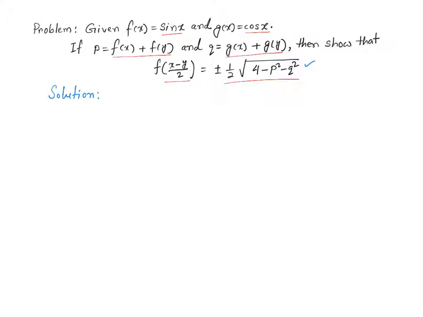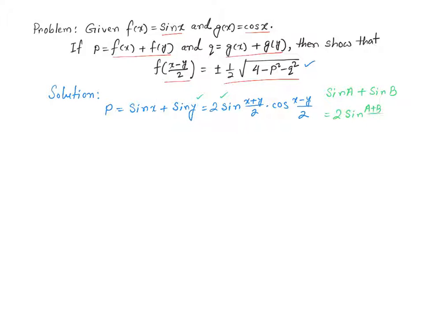Given p = f(x) + f(y), since f(x) is sin x, p is going to be sin x + sin y. But this is the same as 2 sin((x + y)/2) cos((x − y)/2). The way I go from this place to this place is by using this formula. Remember, sin a + sin b = 2 sin((a + b)/2) cos((a − b)/2).